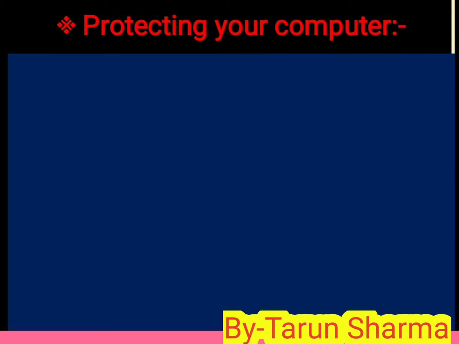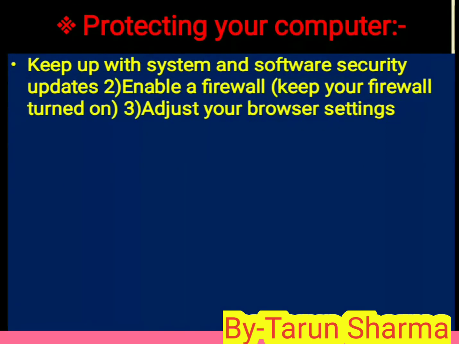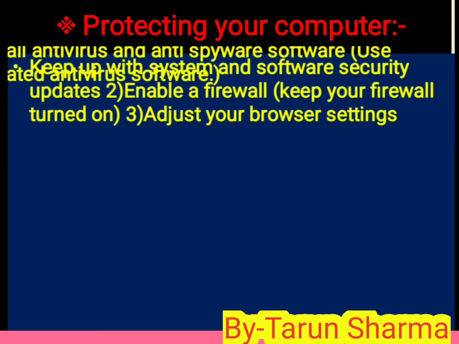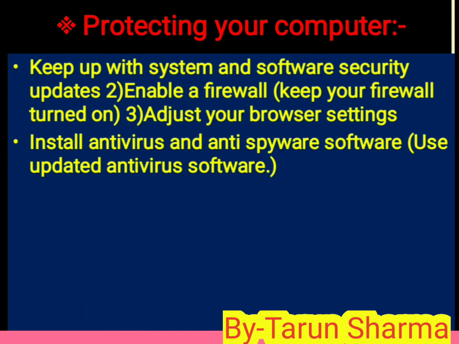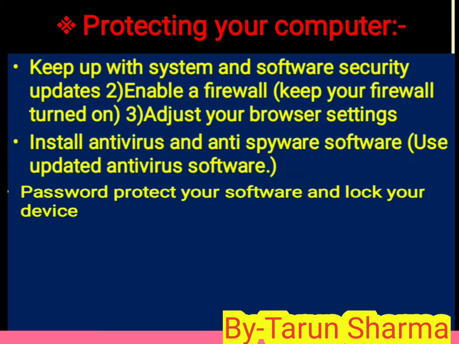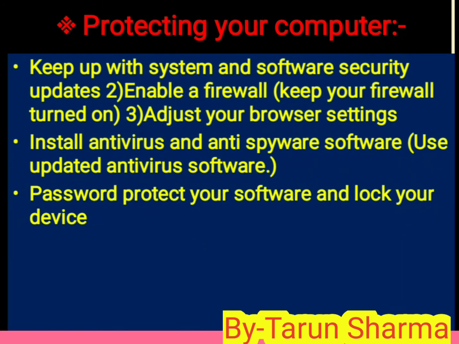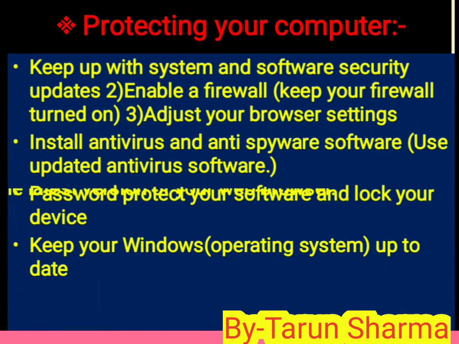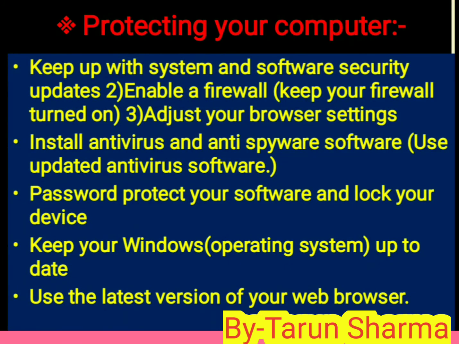How can we protect our computer? Keep up with system and software security updates. Second, enable a firewall. Keep your firewall turned on and adjust your browser settings. Install antivirus and anti-spyware software. Use updated antivirus software. Next, password protect your software and lock your device. Keep your Windows operating system up to date. Use the latest version of your web browser. It is the most important.